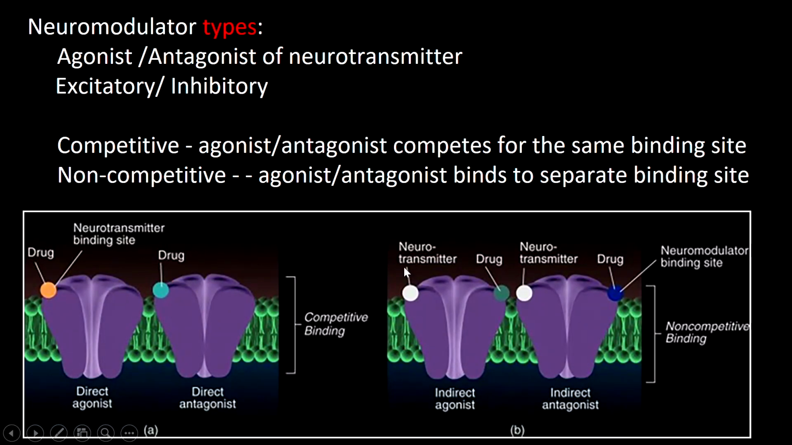And for the non-competitive, you don't have to worry about that because even if the binding sites for these neurotransmitters are saturated, which means they are all occupied, you still have more binding sites for these neuromodulators to bind. Because remember, all these neurotransmitters can only bind to this binding site. They don't bind to these binding sites. So you will still be able to have further effect, even if these binding sites are saturated.